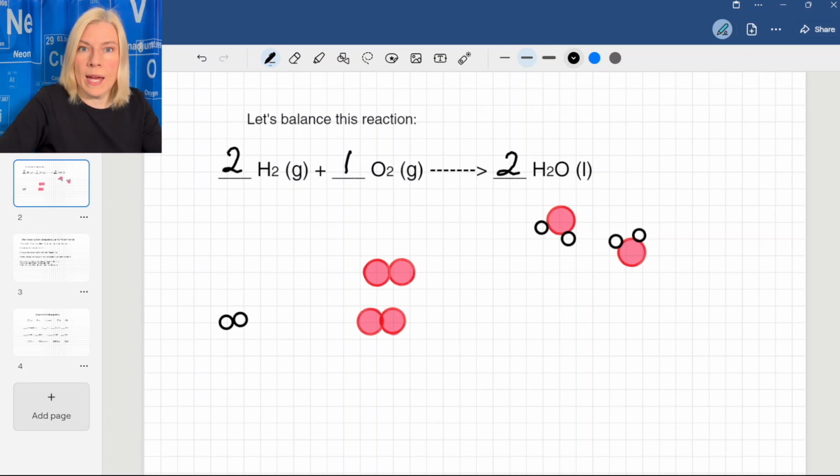Let's count our atoms to make sure. I used up 4 hydrogen atoms. I used 2 oxygen atoms. And after my reaction, I still have 4 hydrogen atoms and 2 oxygen atoms.